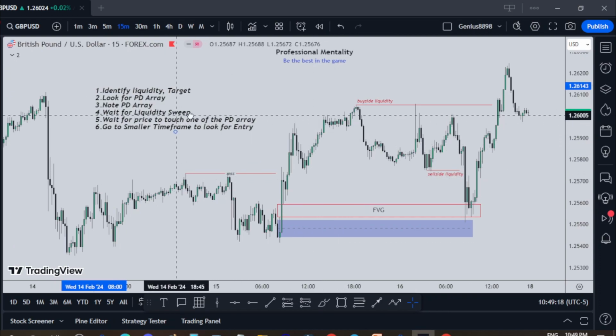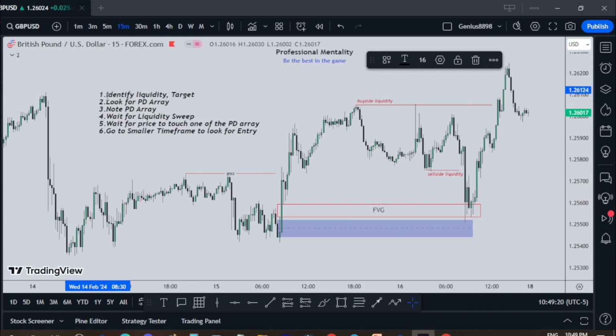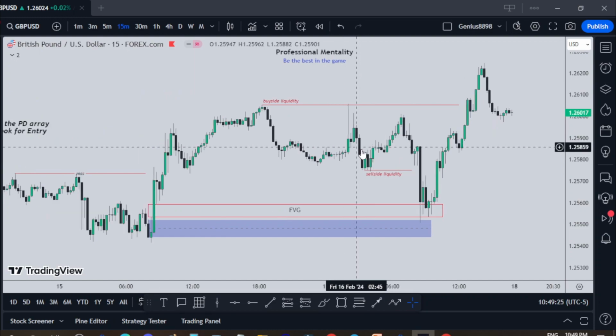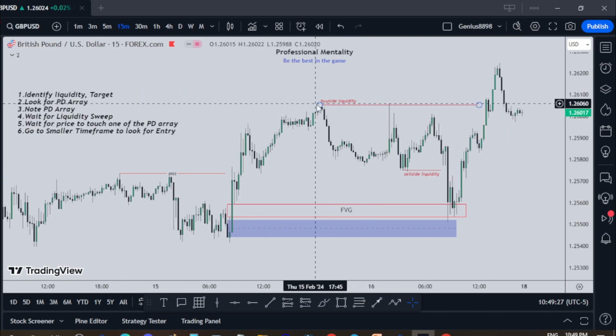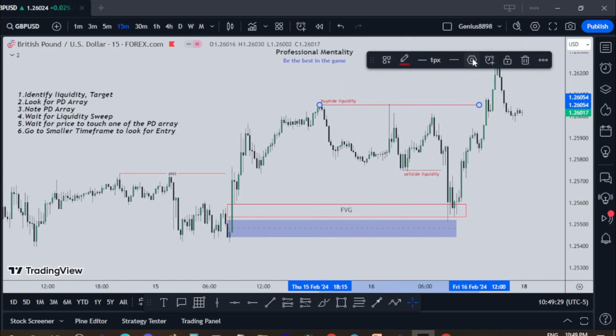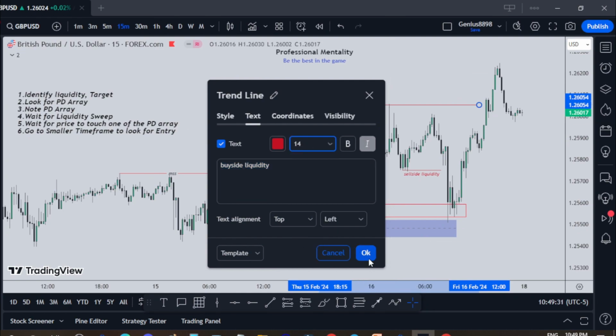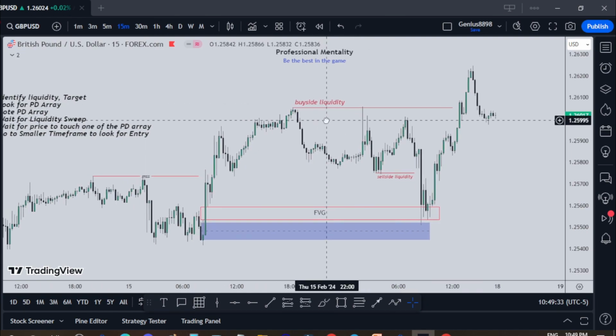So we have a little note here that helps us. First, identify liquidity or your target. Right away we can see that we have a buy side liquidity right here. Let me make it a little bigger so you can see. Okay, we have our buy side liquidity.